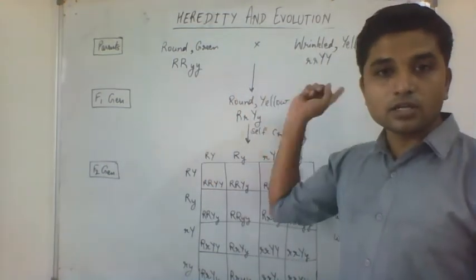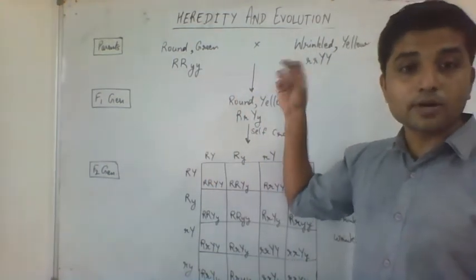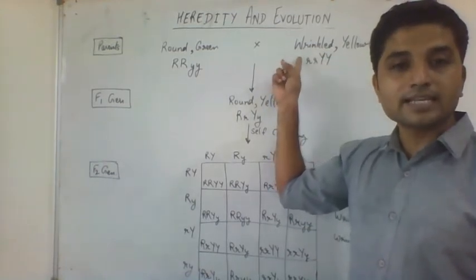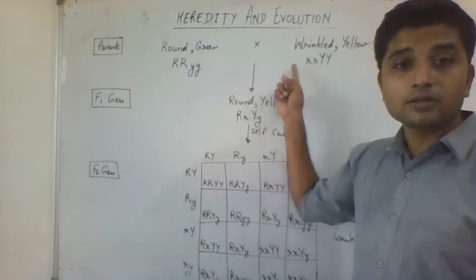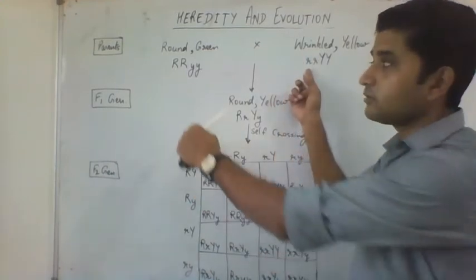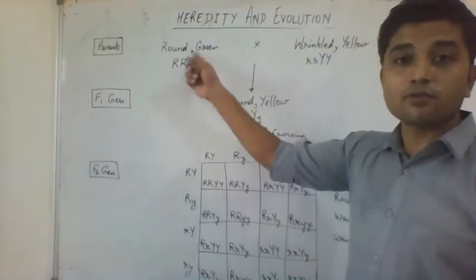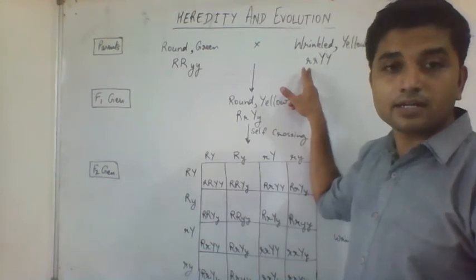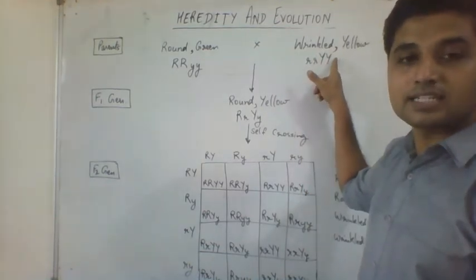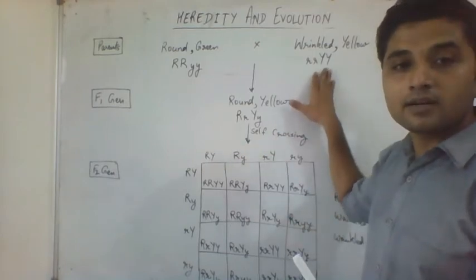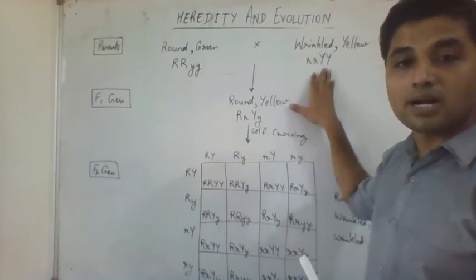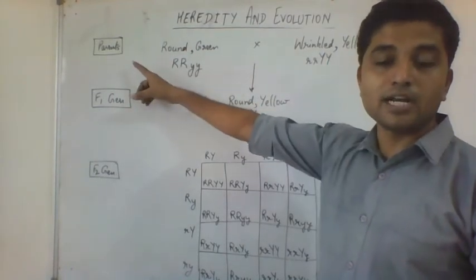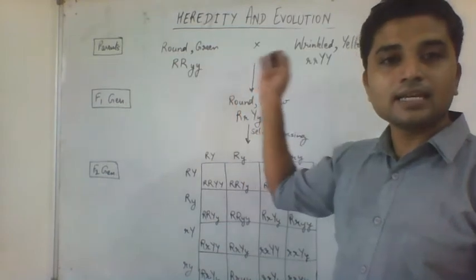The other plant which he crossed with this plant was a plant producing wrinkled seeds, but yellow color seeds. Wrinkledness is the recessive factor, so it can be produced only by small r, small r. Why small r? Because r we have taken for roundness. And the yellow color of the seed was the dominant factor, and he has taken both the dominant factors. So this was the parent population that he took: round and green, and wrinkled and yellow.